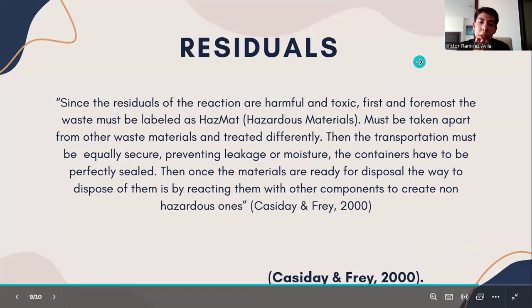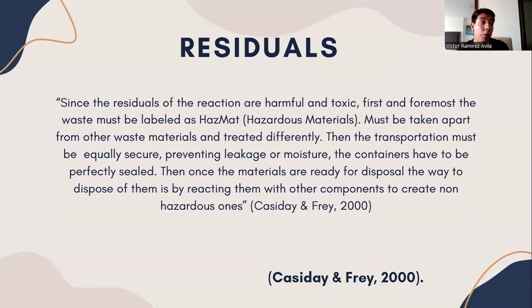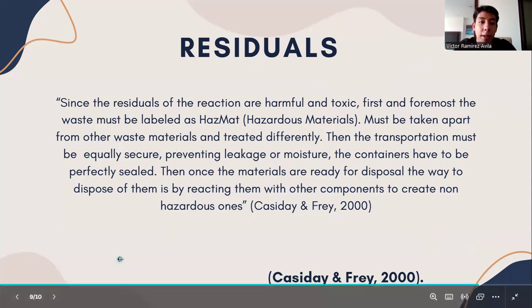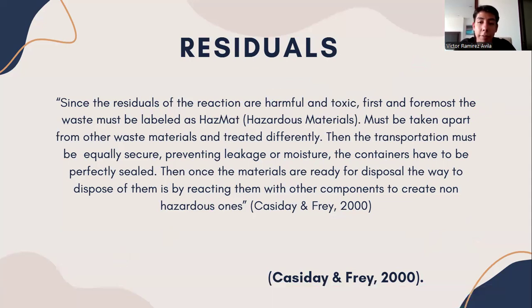And now we need to know that the reaction is made of a toxic component. It has toxic residuals, and these toxic residuals have a specific way to be treated. We can see here that the first step is to classify the residuals as hazardous material. And with that, we can give the residuals special treatment.